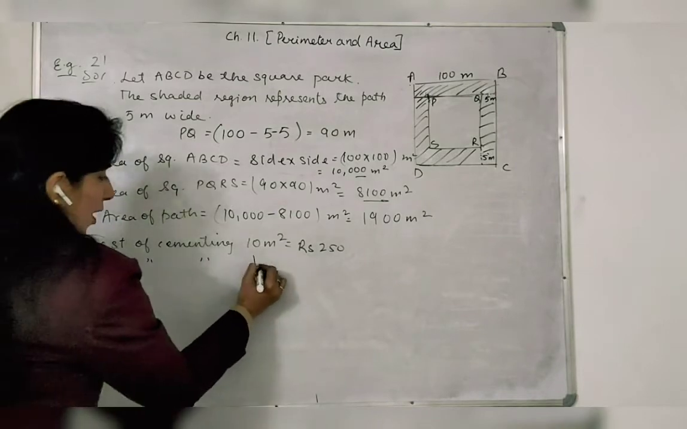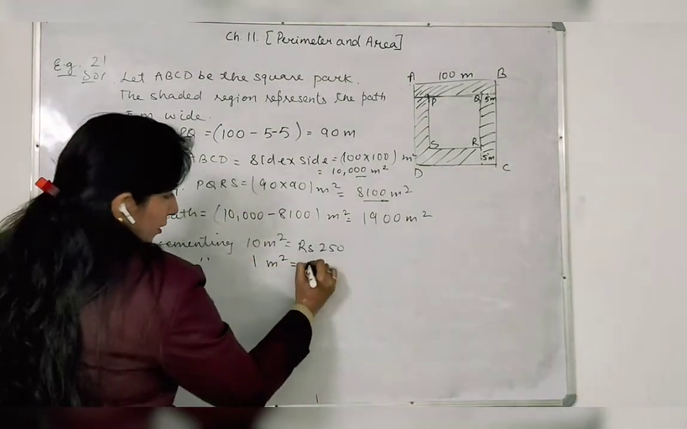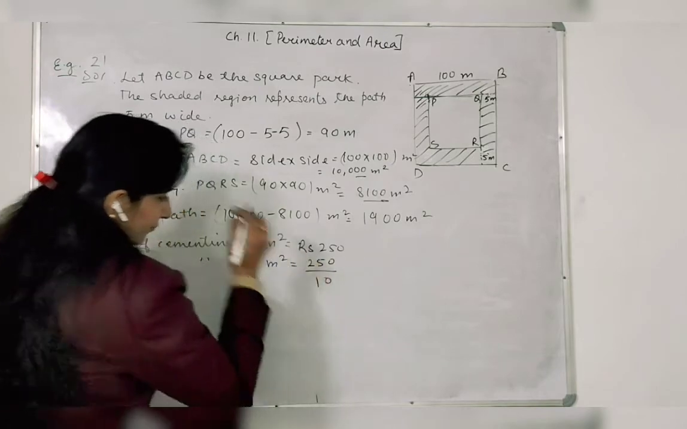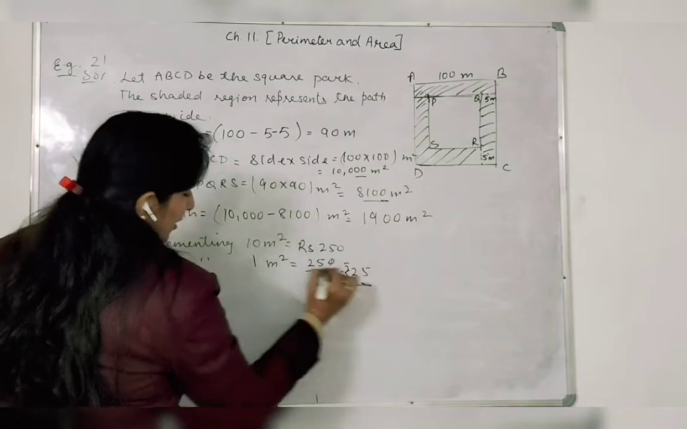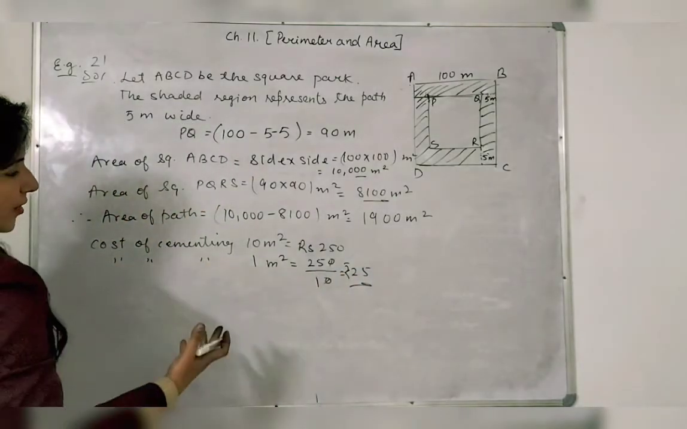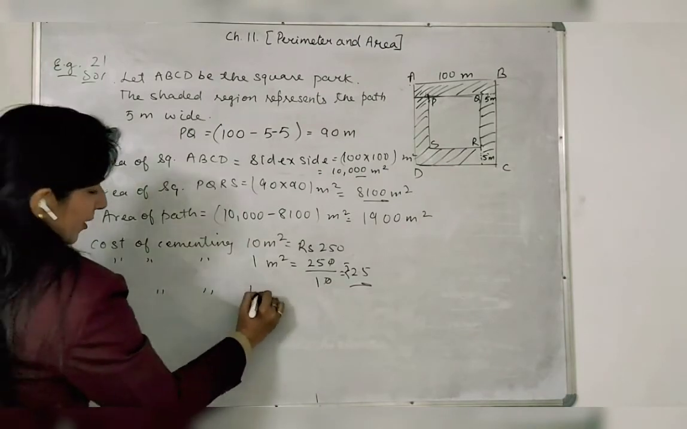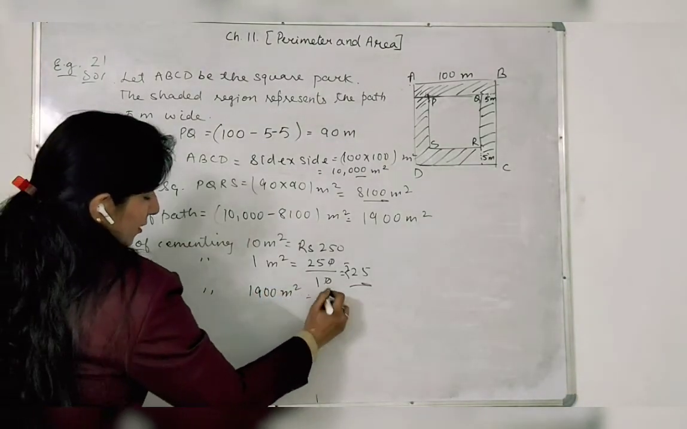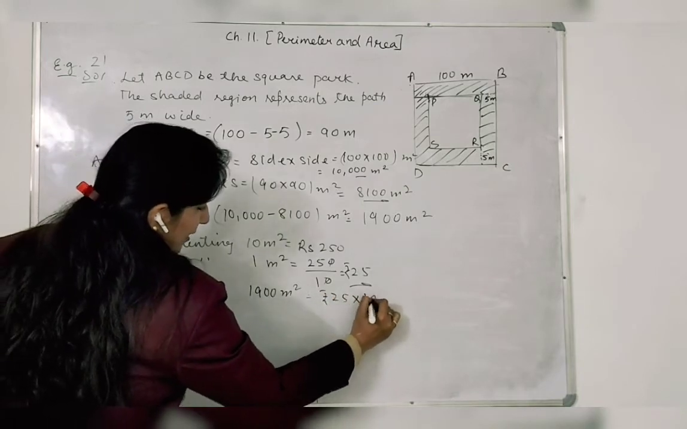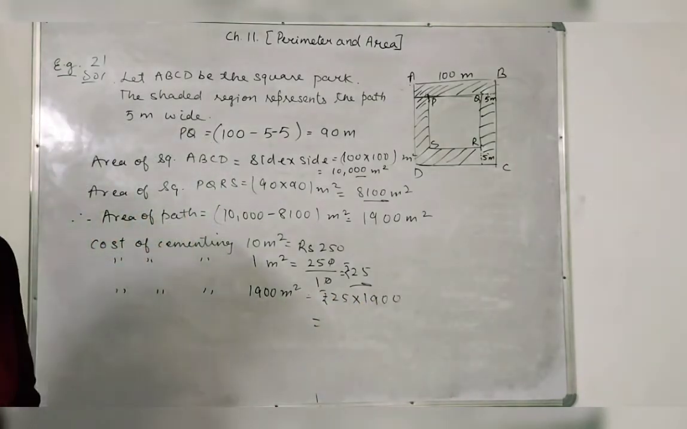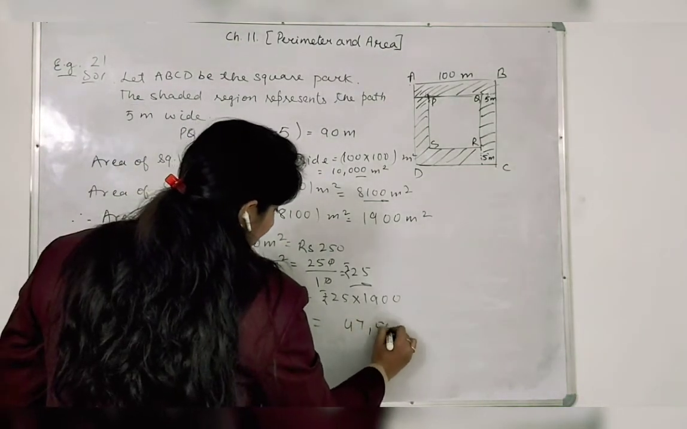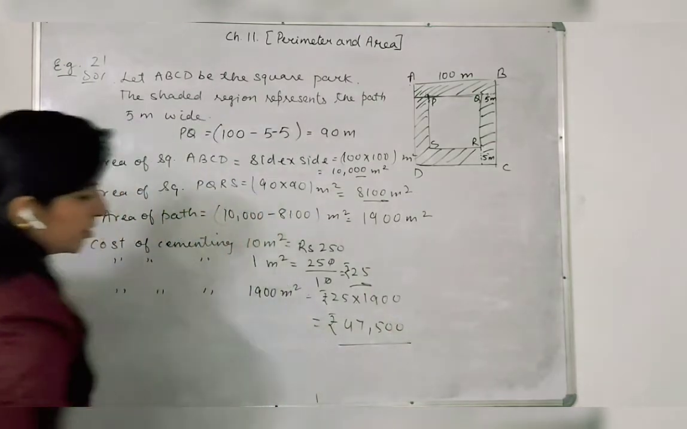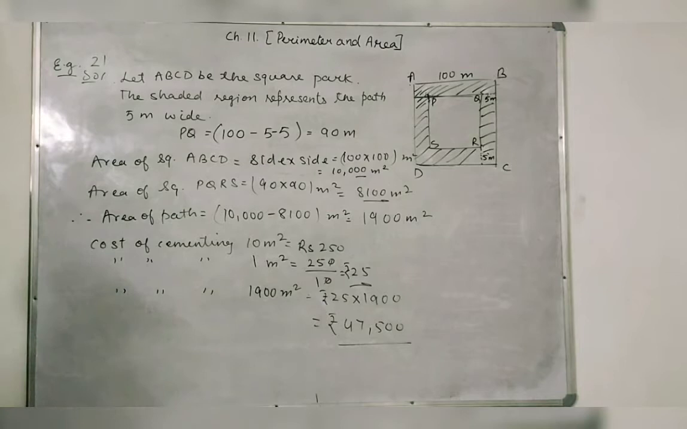Cost of cementing 1 meter square is 250 divided by 10. Fine. So if we solve, 25 rupees will come for the cost of 1 meter square. Now we can calculate easily for the cementing of 1900 meter square area. So that is rupees 25 multiplied by 1900. Okay. So what will the result be? That is 47,500 rupees, the cost for cementing the area of the path.